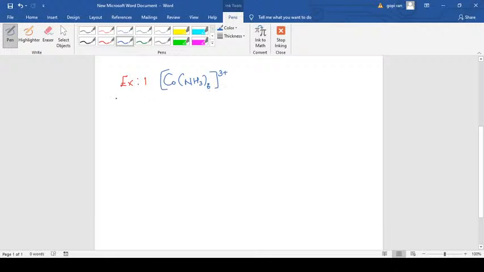For this, how to find out the hybridization, everything, I'm going to explain some tricks. What is the way we need to find out? Easy tricks I'm going to say. First, we need to find the oxidation state of the central metal atom. Here the central metal atom is cobalt. Second step is the electronic configuration of that central metal atom.